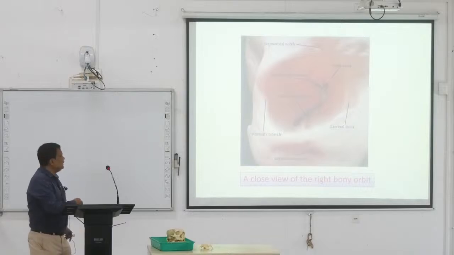This is the optic canal, this is the superior orbital fissure, this is the inferior orbital fissure. Look carefully. So superior orbital fissure is situated with sphenoid bone and inferior orbital fissure is situated partly in the maxillary bone also. So superior and inferior.